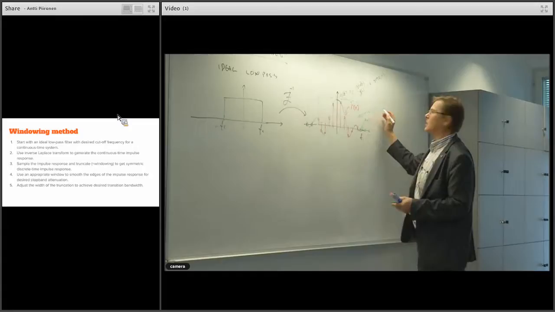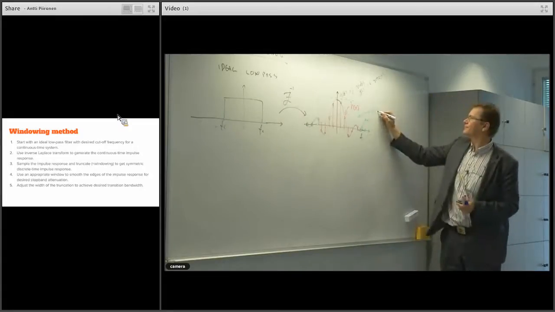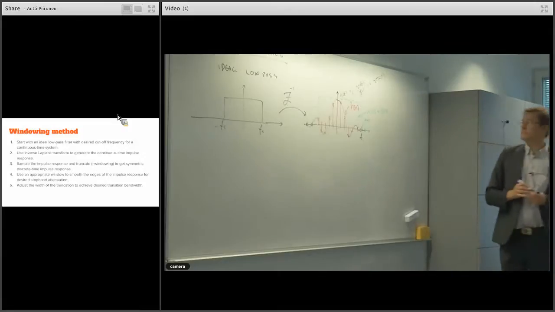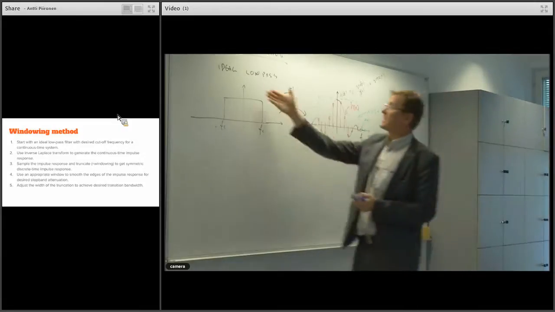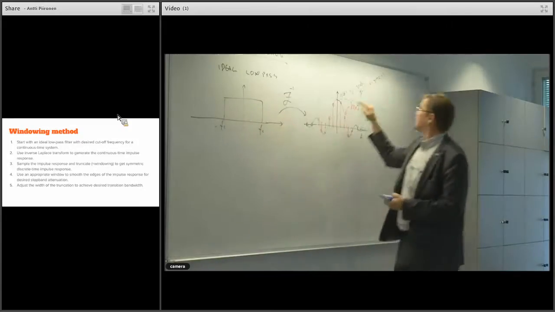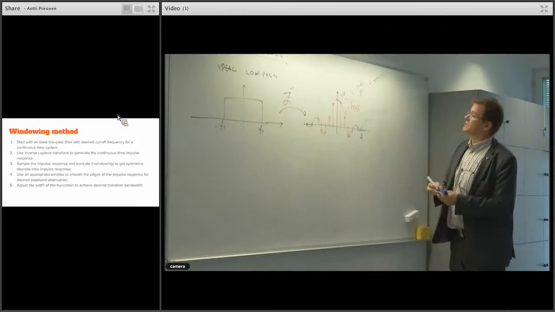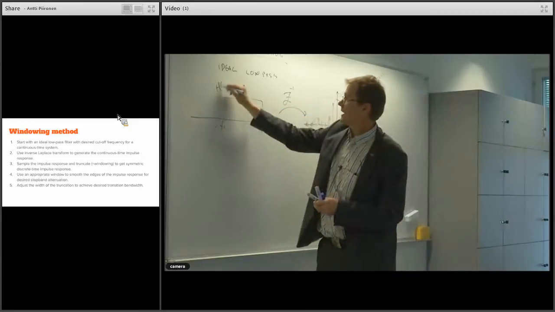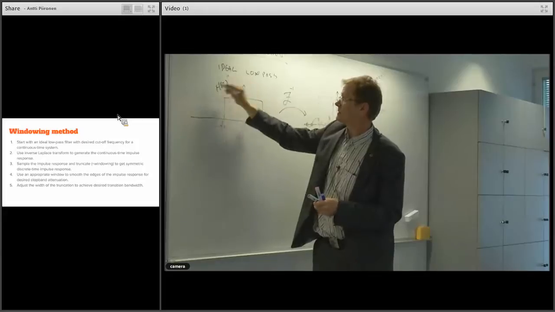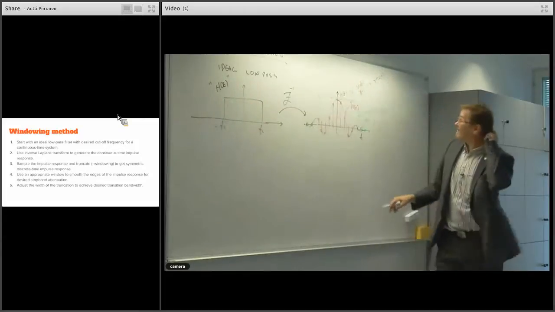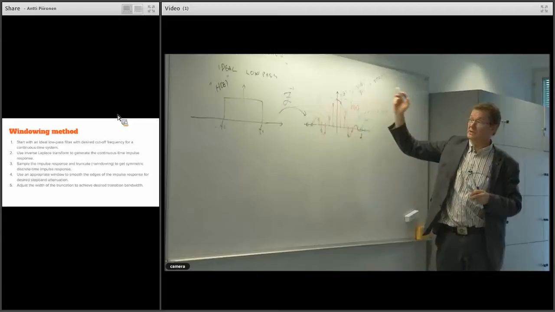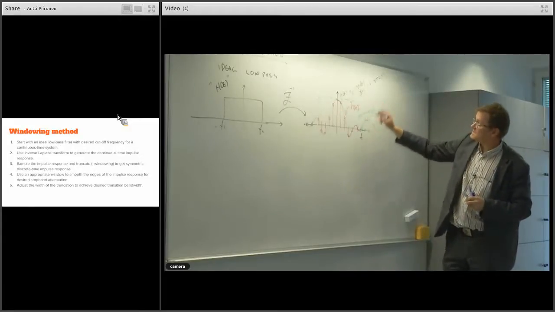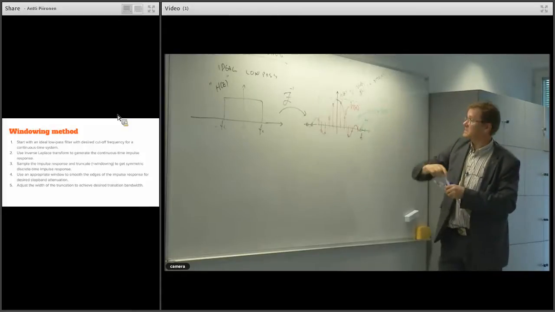So we have a box window. Okay, everything is fine this far. We started with the ideal low-pass filter, took the inverse z-transform of our H of z, what we defined, got the impulse response, and then sampled it. Okay, that's sampled.